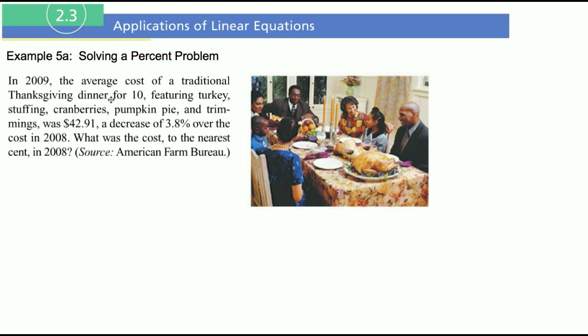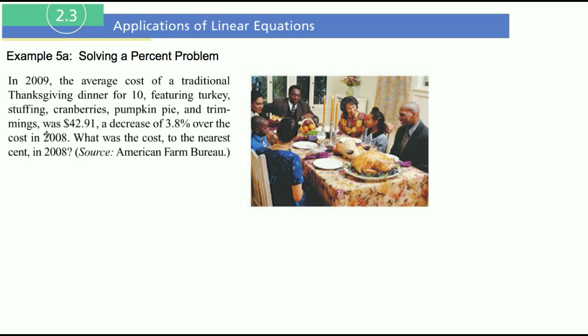All right, so this farmer here, for example, 5A. In 2009, the average cost of a traditional Thanksgiving dinner for 10, featuring turkey, stuffing, cranberry, pumpkin pie, and trimmings, was on average $42.91, which was a decrease of 3.8% over the cost in 2008. What was the cost to the nearest cent in 2008?